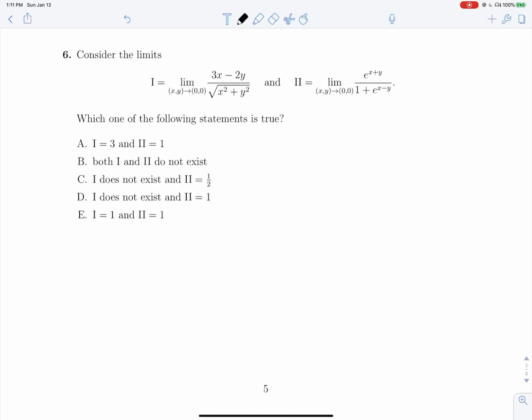Let's consider these limits and see which one of the following statements is true. Again, generally with these, it's a general rule that one of these usually does not exist and the other one does exist. And you almost always have to prove that the one that doesn't exist does not exist because of the two-path test. That's an easy way to go about it. And then usually the other one does exist because you can directly plug in and see that it doesn't equal 0 over 0, or you'll be able to factor something to get an answer out of it.